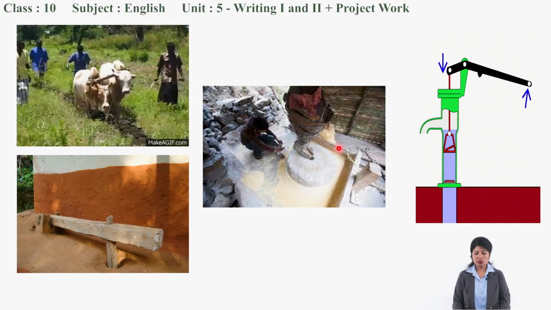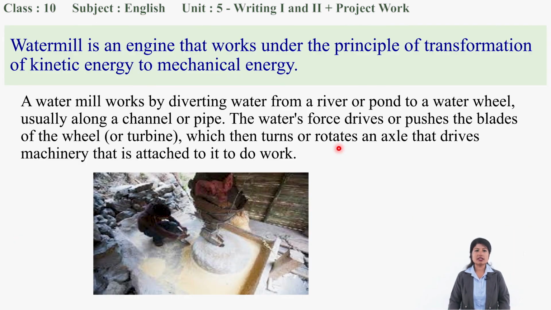Okay, I'll show you some more details about the water mill. Here it is. A water mill is an engine that works under the principle of transformation of kinetic energy to mechanical energy. Okay, this is the principle of the water mill. A water mill works by diverting water from a river or pond to a water wheel, usually along a channel or pipe. The water's force pushes the blades of the wheel or turbine, which then rotates an axle that drives the machinery attached to it to do the work.